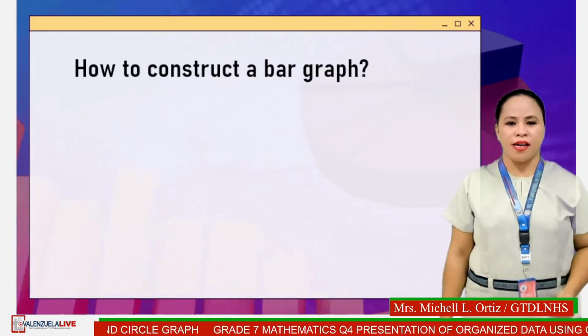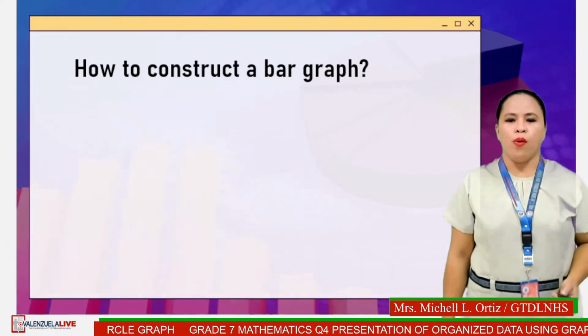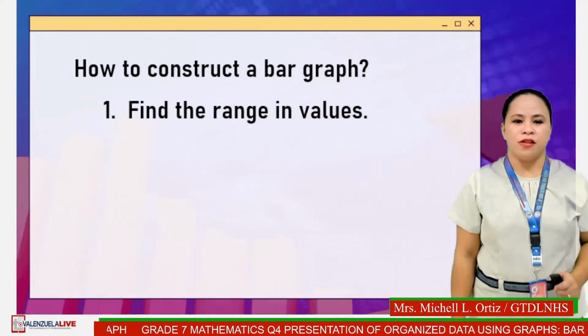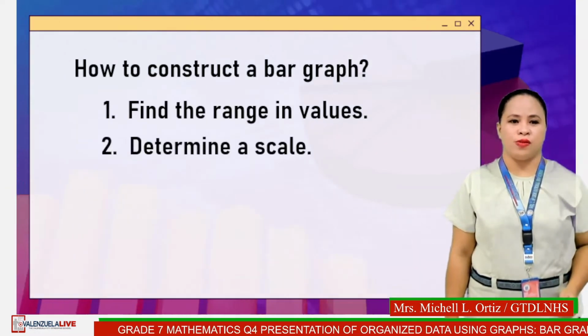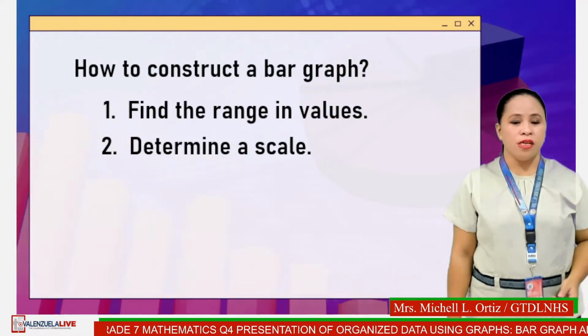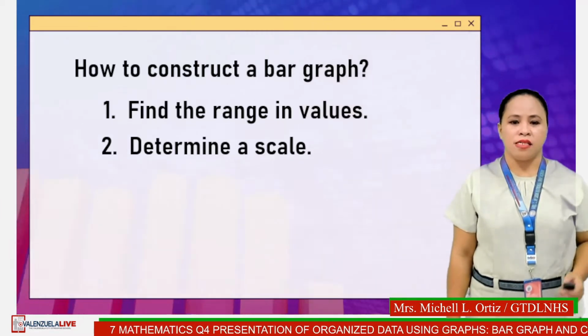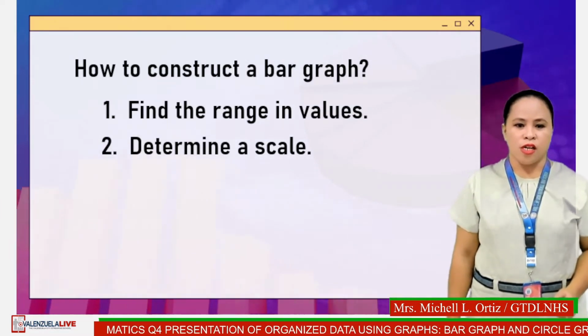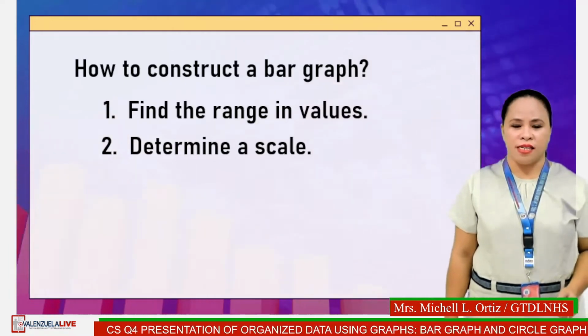How to construct a bar graph? We can use the following steps. Number 1, find the range in values. Number 2, determine a scale. Take note that the scale must be of equal interval. You also have to indicate the 0 point.